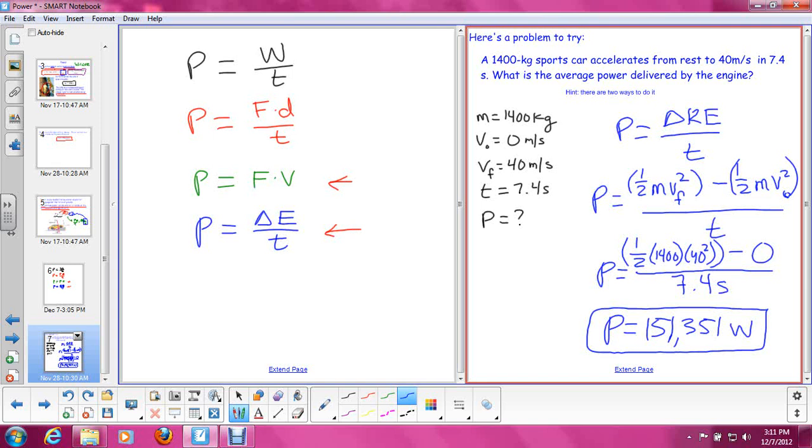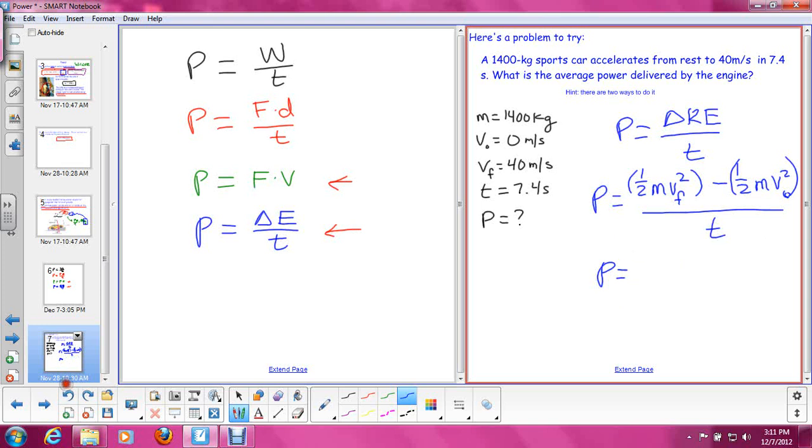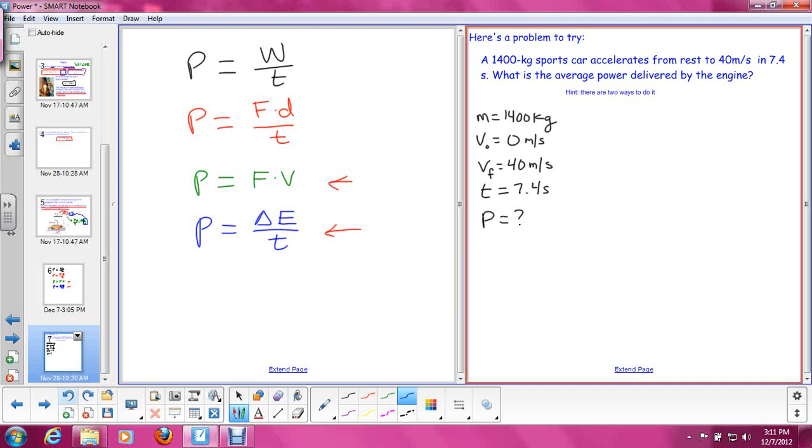So let me back up here, make some space on the board. If you need to go back and write that down as an example, I encourage you to do that. But we're going to use our green equation now to solve the same exact problem, but in a slightly different way. So our green equation tells us that power is equal to force times velocity. So we're going to have to do some substituting here. To calculate the amount of force from an object, we have to use Newton's second law. That tells us that force is equal to the mass of the object times its acceleration.